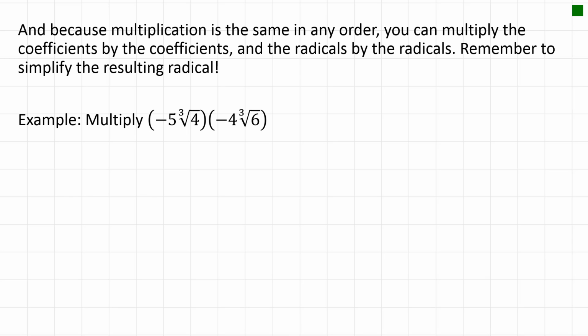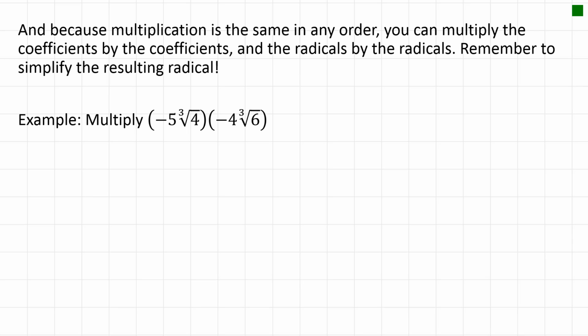This is something that I always like to stress, which is that multiplication can be done in any order you want. So if you have 2 times 3 times 7, you could also do 7 times 3 times 2, or 7 times 2 times 3. It doesn't matter what order you do it in, your result will always be the same with multiplication. So with radicals, if we have a bunch of numbers multiplied together with radicals, you can multiply the coefficients by the coefficients first, and then multiply the radicals by the radicals after.